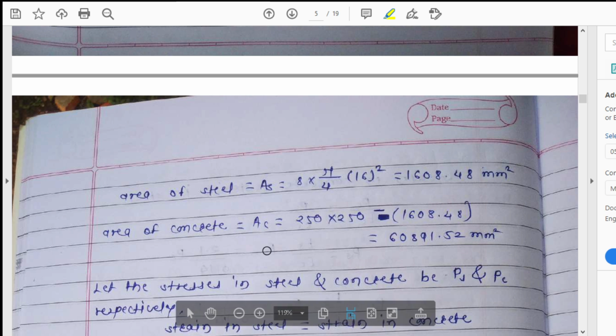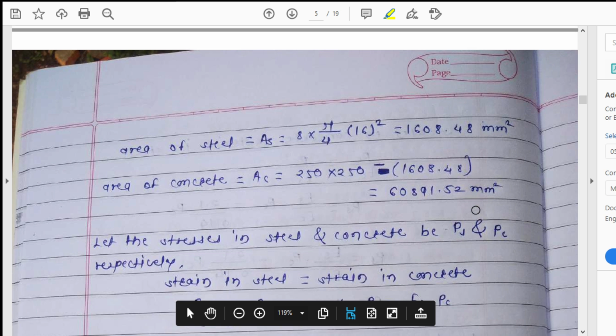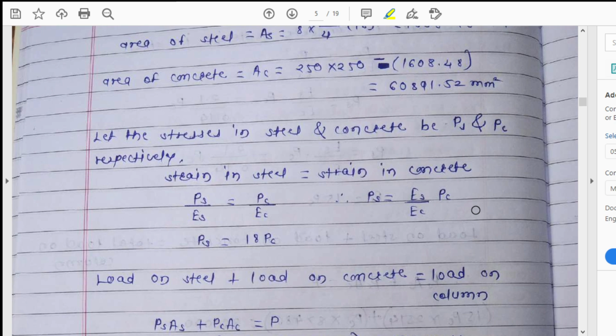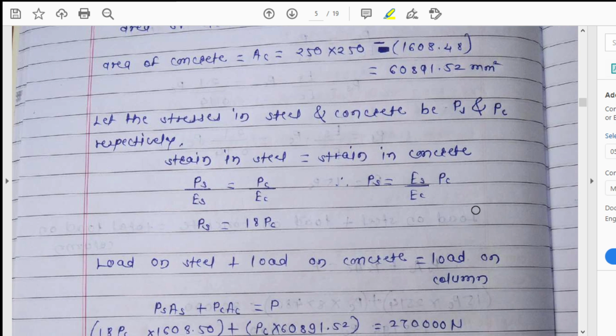Now the area of concrete will be the column area minus the steel area. Now, as usual, the stresses in steel and concrete will be assumed as PS and PC respectively. By using the formula of composite sections, strain in steel equals strain in concrete. That means PS upon ES equals PC upon EC. Simply rearranging this, we'll get PS equals ES upon EC into PC.